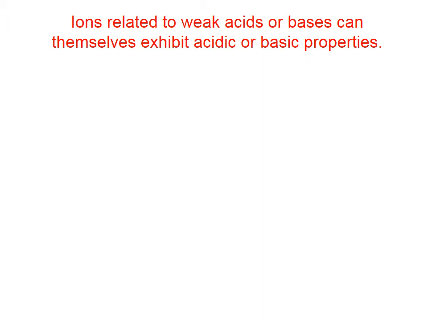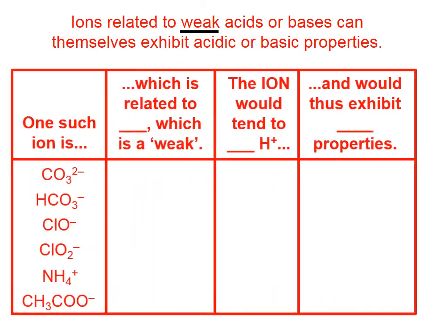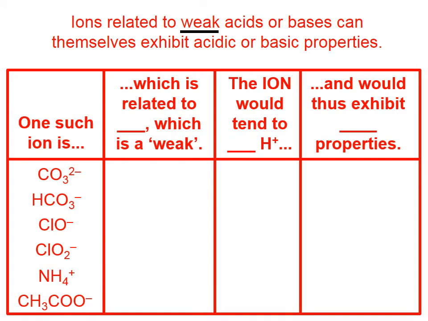Ions related to weak acids or bases can themselves exhibit acidic or basic properties. Let's fill in this table so that hopefully you can get the idea of what we're talking about here. We're talking about the behavior of ions that are related to weak acids or bases and how they can exhibit acidic or basic properties.